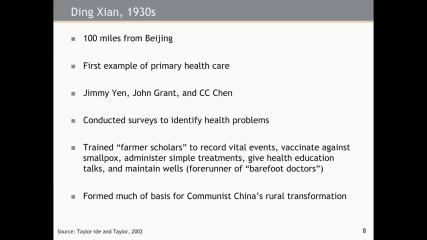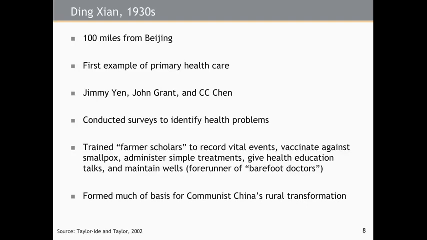The project that John Grant helped Jimmy Yen and C.C. Chen develop was called Ding Xian. It was 100 miles from Beijing. At that time, China was among the poorest countries in the world, and in the rural parts of China, certainly conditions were among the very worst in the world.